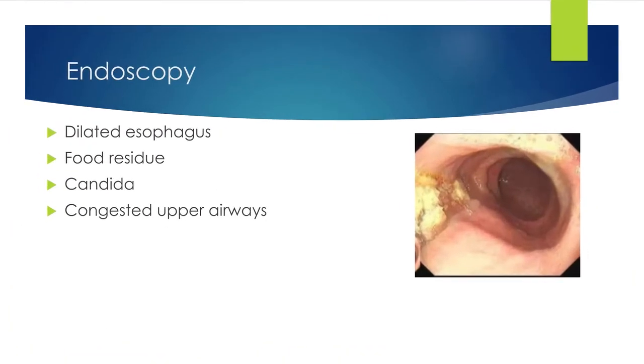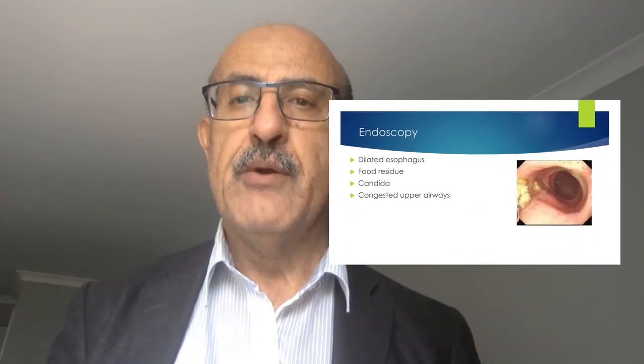On endoscopy, the esophagus will be remarkably dilated in these patients due to failure of peristalsis. There will be food residue. There might be some candida infection on the mucosa of the esophagus, and there could be erosions and chronic inflammatory changes. It's often also possible to notice congested upper airways as a result of the ongoing regurgitation and the aspiration process.